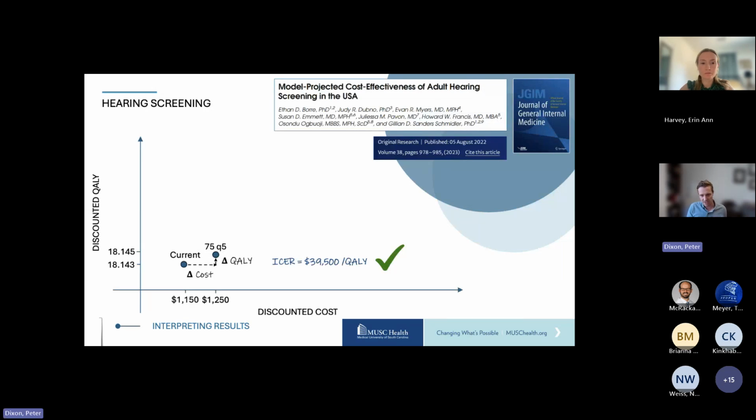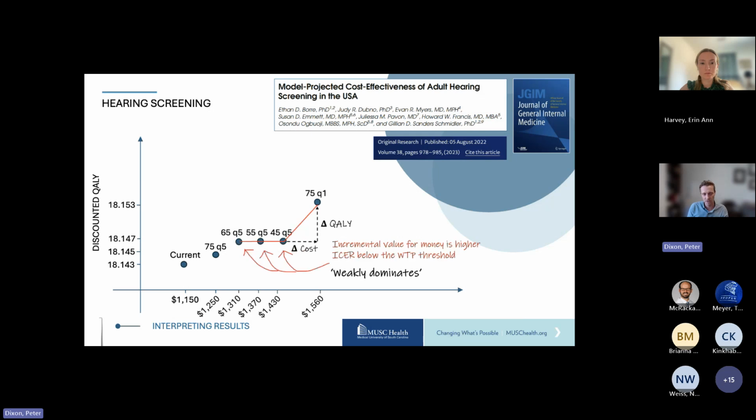So that first strategy is cost effective compared to doing nothing. And now we look at each successive strategy, and then some other interesting things can happen as we gain some benefit at the expense of increased cost. And we can see here through some of the increments of screening frequency, or really of screening age, as we decrease the age through 65 and 55 and 45, we're getting increased cost with not much increase in benefit.